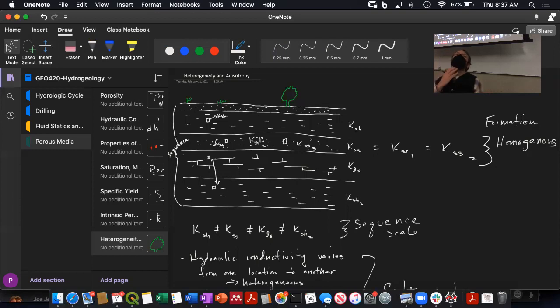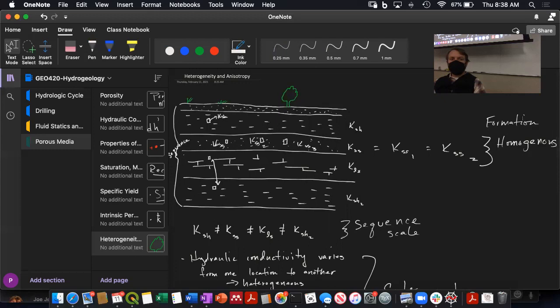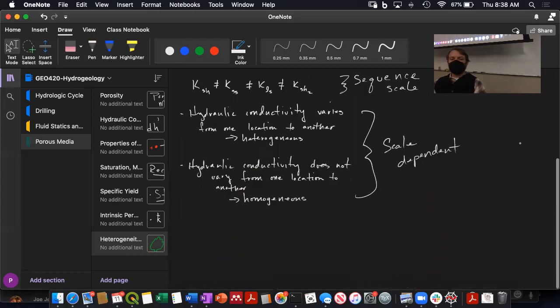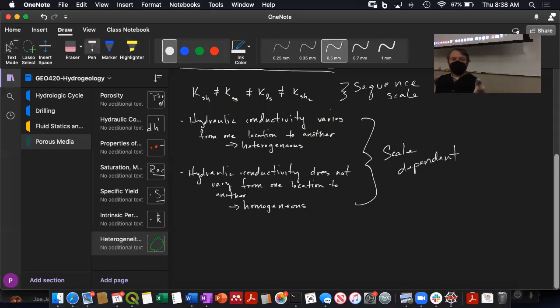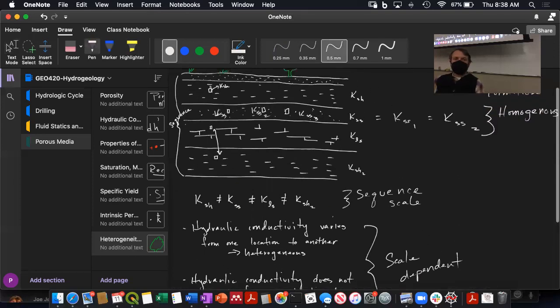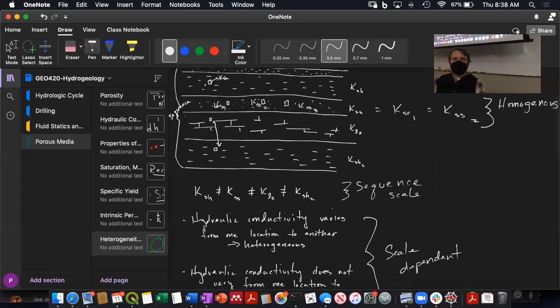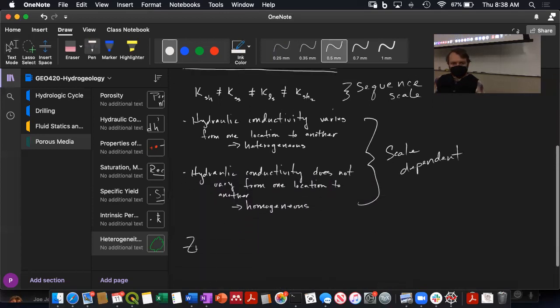So whenever you use the word homogeneous or heterogeneous, or whenever you read it, you've got to think about what scale we are referring to here. Okay, so heterogeneity and homogeneity. All right, so now what I want to do is zoom in and focus on this core of K shale. So let's zoom in on the core of shale.